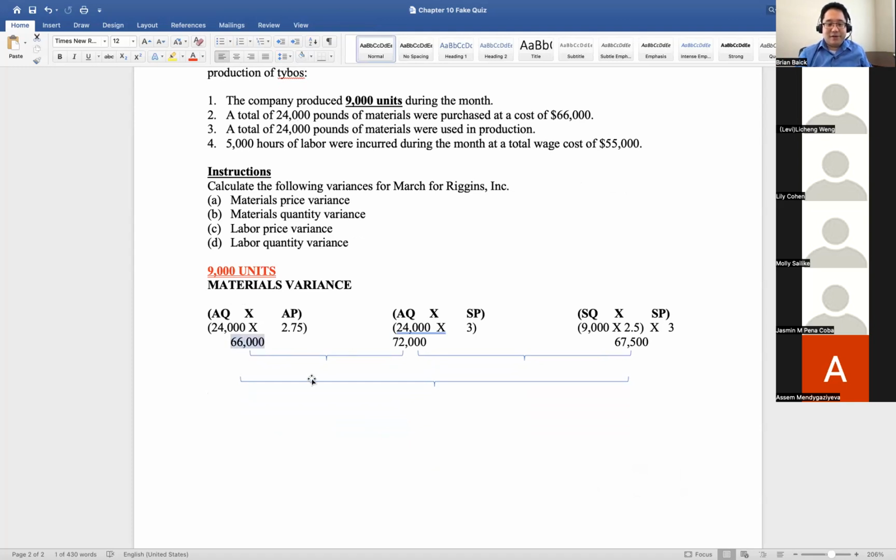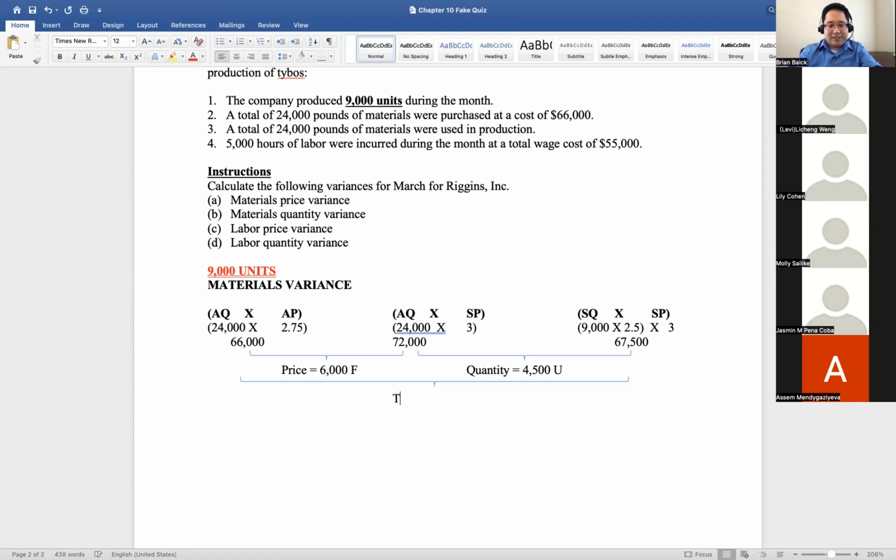66,000 minus 72,000 is 6,000 F. Oh, I better put price variance. Don't forget to label it. 6,000 F. How about here for the quantity variance? 4,500 U.